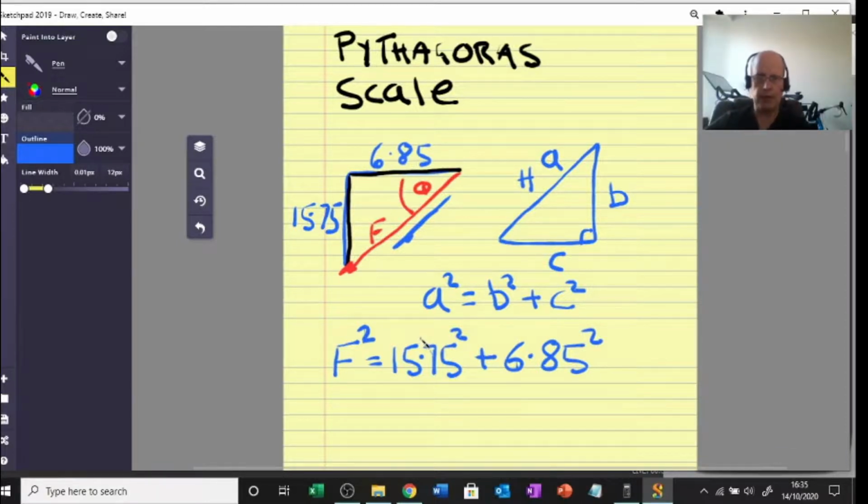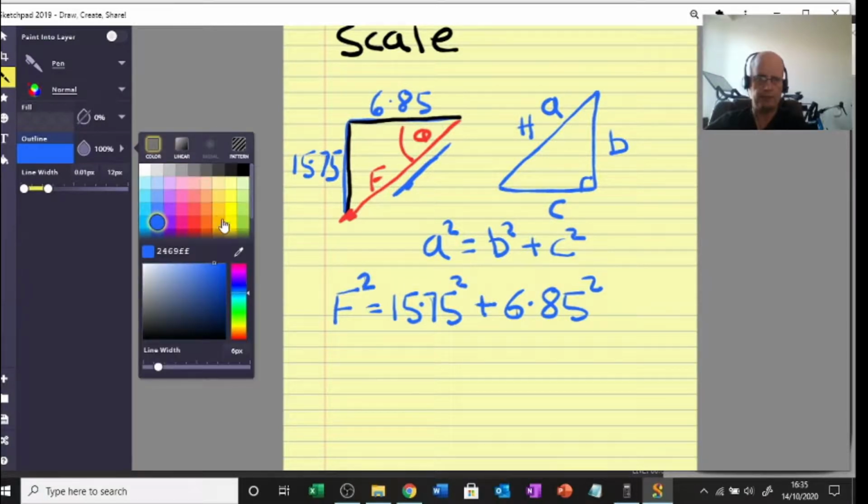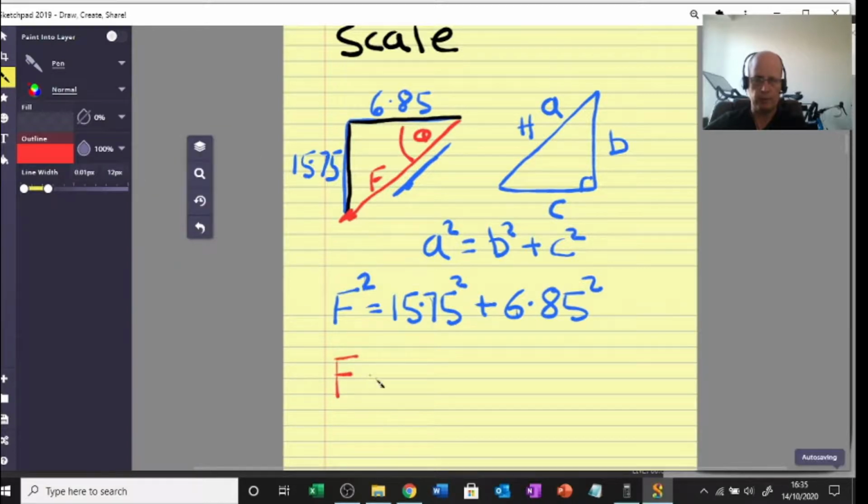Are you with me so far? Just Pythagoras. I think there's a video on this on my channel somewhere, but Pythagoras is Pythagoras. We should know about Pythagoras. So obviously, if I want to find f, I'm just going to do this. The opposite of a square is a square root, so I'm going to square root all of this.